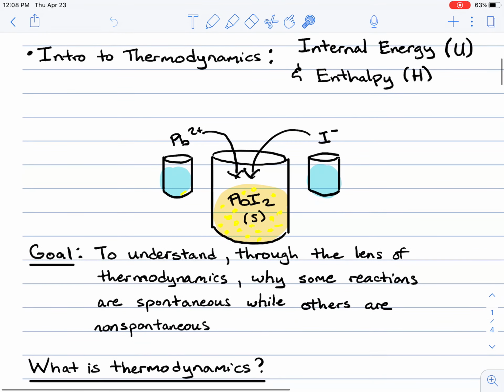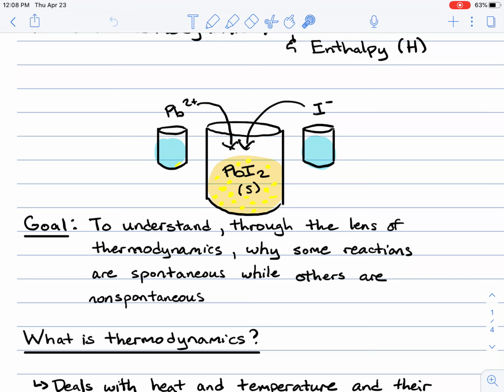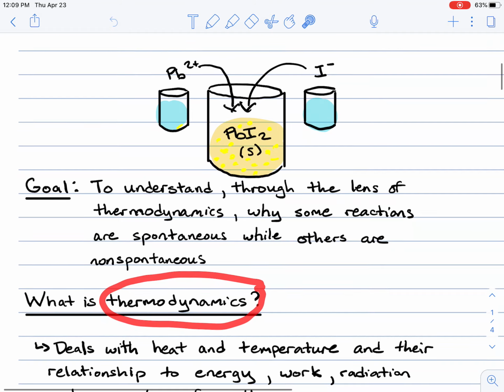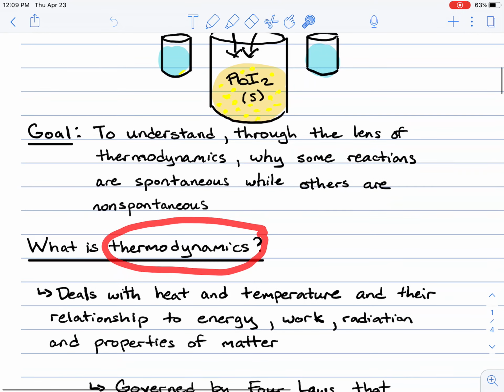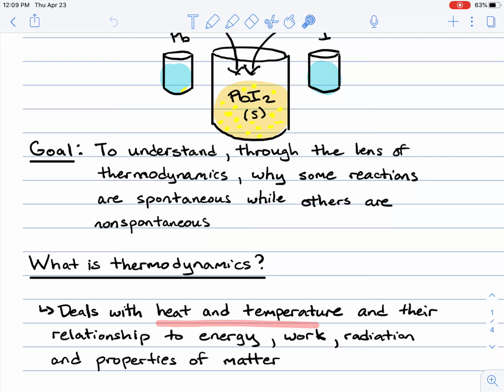Okay, so let's begin. So what is thermodynamics? Thermodynamics, it's this very intimidating looking word. It just sounds intimidating. So let's check out what its definition is. Thermodynamics deals with heat and temperature and their relationship to energy, work, radiation, and properties of matter. And that's very important for us in terms of industry and engineering.